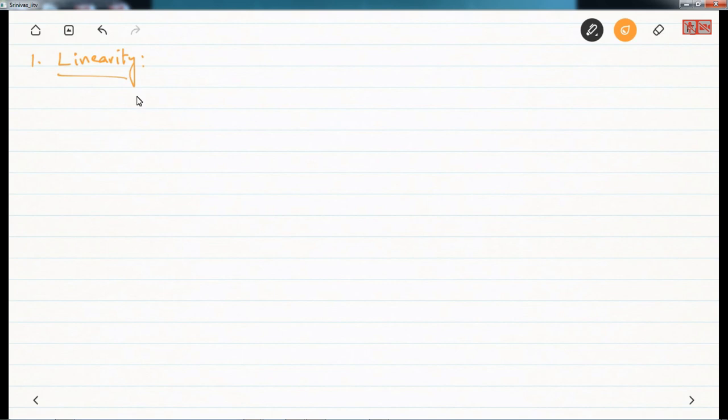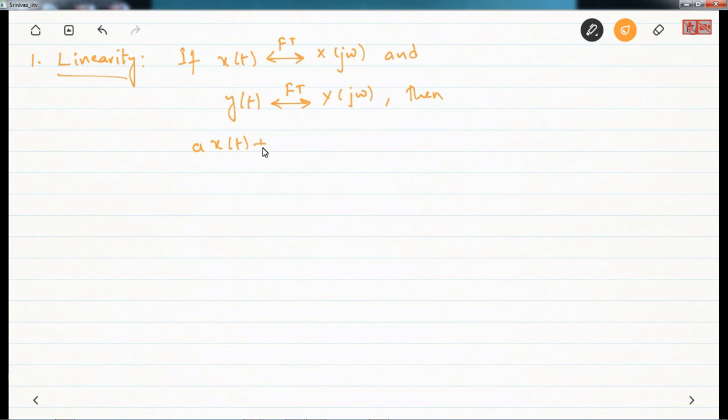Again, it's very simple to derive. So what does it say? If the Fourier transform of x of t is X of j omega, and if the Fourier transform of another signal y of t is Y of j omega, then what is the Fourier transform of a into x of t plus b into y of t? Let's fill this blank. So can you guess?